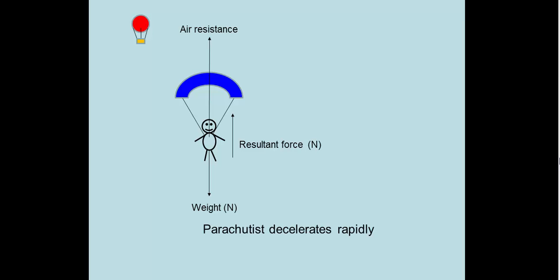When they pull their parachute, the weight doesn't change, but the air resistance is now much bigger. This causes an upwards resultant force. They don't move up, but they do decelerate rapidly.